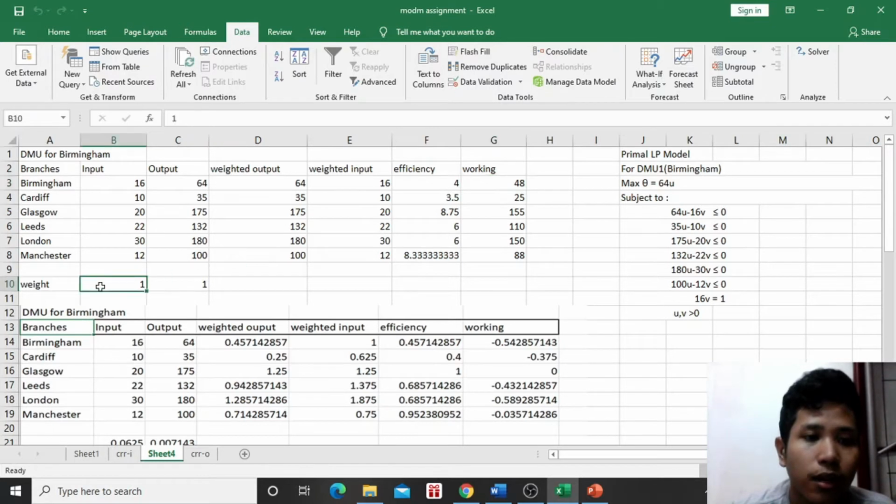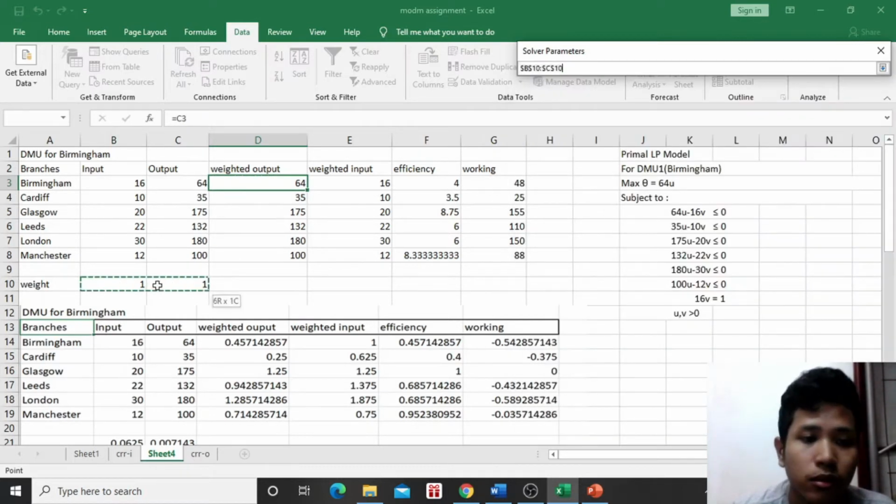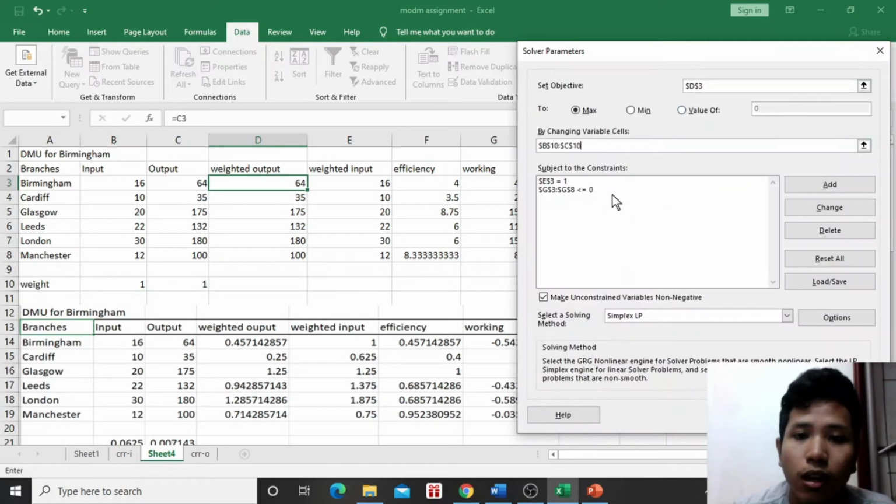Next, for the weight input and weight output, you put it as 1 before you do the solver. The value will change after we do the solver. Okay, so first but not least, start the solver. The objective for the primal is the weighted output. For this case, it is Birmingham, so we put the Birmingham cell D3 as the objective. Set it as maximization. The changing variable cells are the weight input and output, both of these. Next is the constraint.